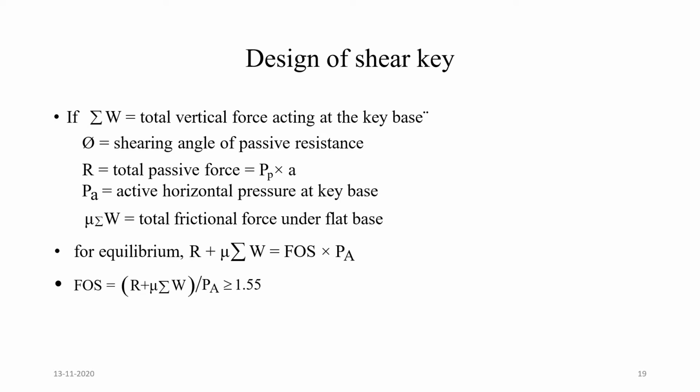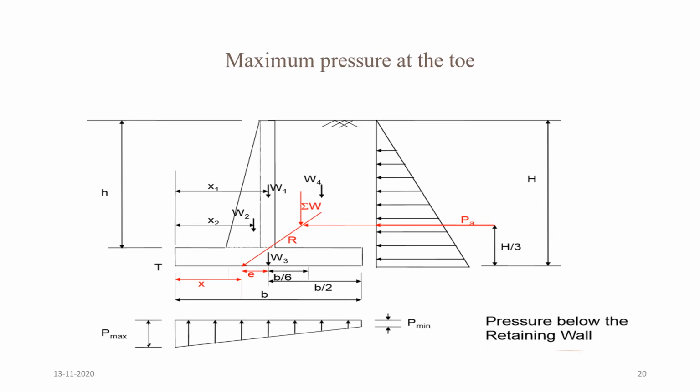Next one, design of shear key. Let sigma W be the total vertical force acting at the key base, and phi the shearing angle of passive resistance, and R the total passive force, that is Pp into A, and Pa the active horizontal pressure at the key base, and mu sigma W the total frictional force under the flat base. For equilibrium, R plus mu sigma W equal to F, the factor of safety, into Pa. Therefore factor of safety is equal to (R plus mu sigma W) divided by Pa, that should be greater than or equal to 1.55. This is the figure of maximum pressure at the top.